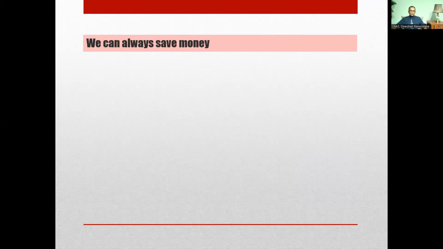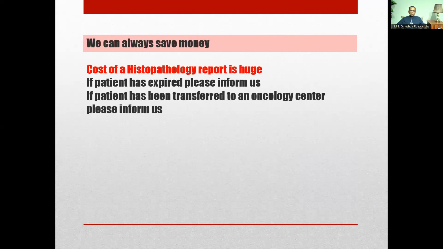And there are some ways in which we can save money for the country. The cost of histopathology is huge. Sometimes it's in thousands. When it comes to immunohistochemistry, which we do for receptor affinity, that is going to be in the 100,000s. As much as I know, the ER, PR, HER2 and Ki67 panel, which we usually do for the breast, is going to cost more than 100,000 in the private sector. The same cost will be in the government sector as well.